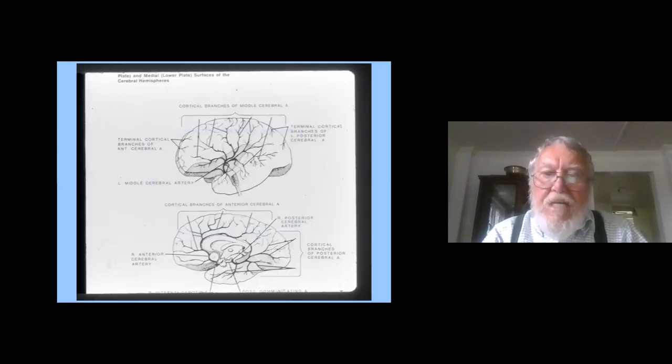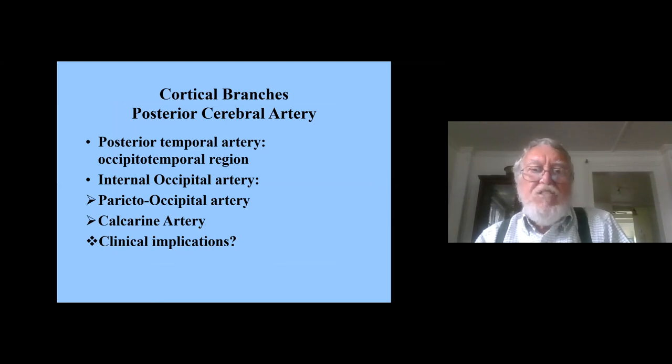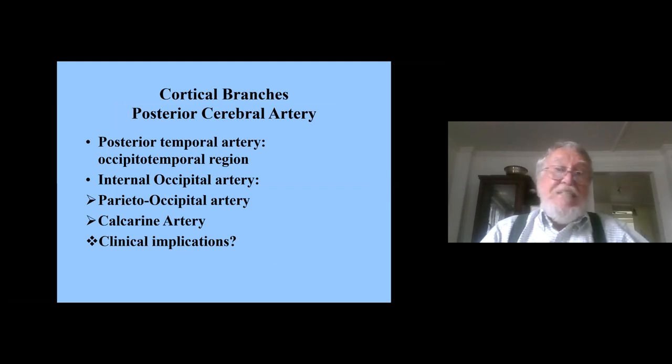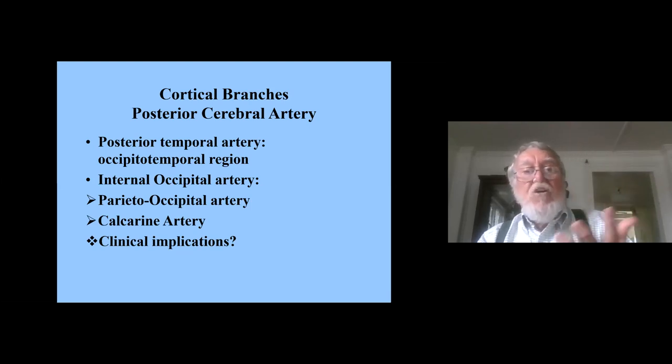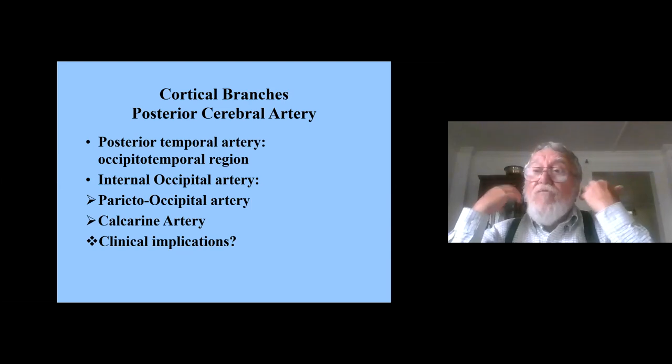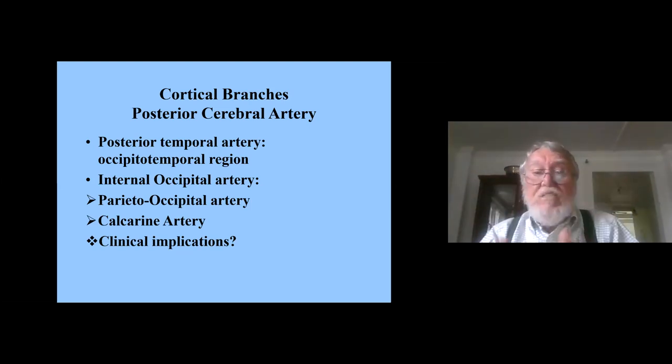And again, what you can see is the cortical branches of the middle cerebral artery, and you can compare them with the cortical branches of the anterior cerebral artery. And then you can look at how the middle cerebral artery and the posterior cerebral artery have similarities. The posterior cerebral artery has the posterior temporal artery, which is the occipitotemporal region. And of course, this is going to be important because there is going to be what? Integration of auditory stimuli and visual stimuli.